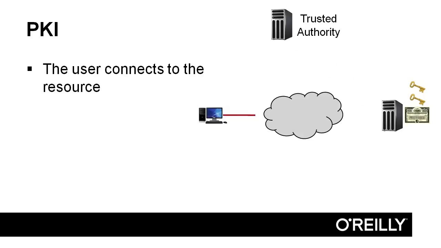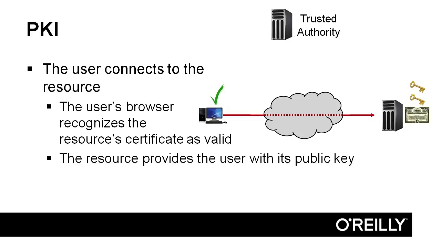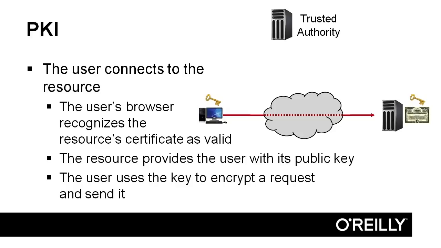Now, the user can connect to the resource, and when they do, the user's browser has been programmed to recognize these certificates, and it says, hey, this web server has a certificate attached to it. The certificate is valid. You can trust who these people say they are. You can trust that they're not just some fly-by-night deal that's taking money from people. Now, the resource then provides the user with its public key. It passes it back across the network to them. And now the user can use that key to encrypt a request and send it across the internet to that particular person or that resource, web server, whatever.